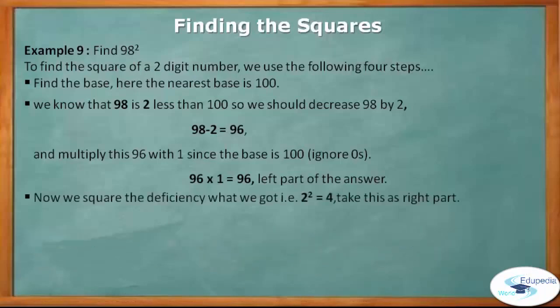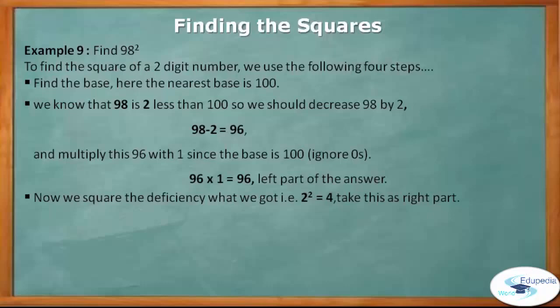Now what we have to do here is we have to square the deficiency what we have got, and in this example the deficiency is 2, and therefore by squaring the number 2 we will get the answer as 4, and we have to take this as the right part of the answer.